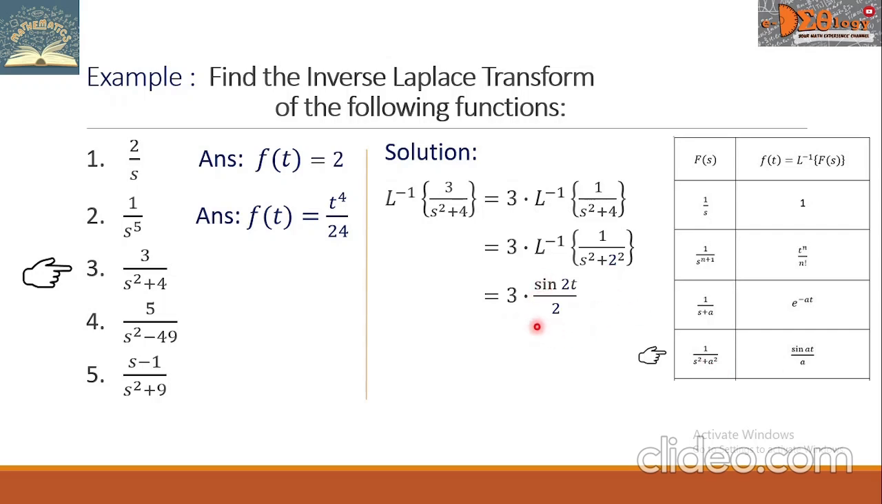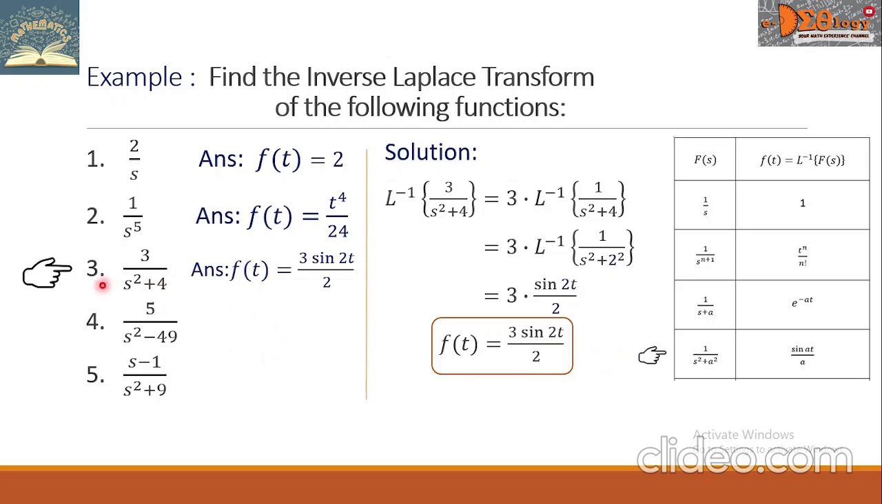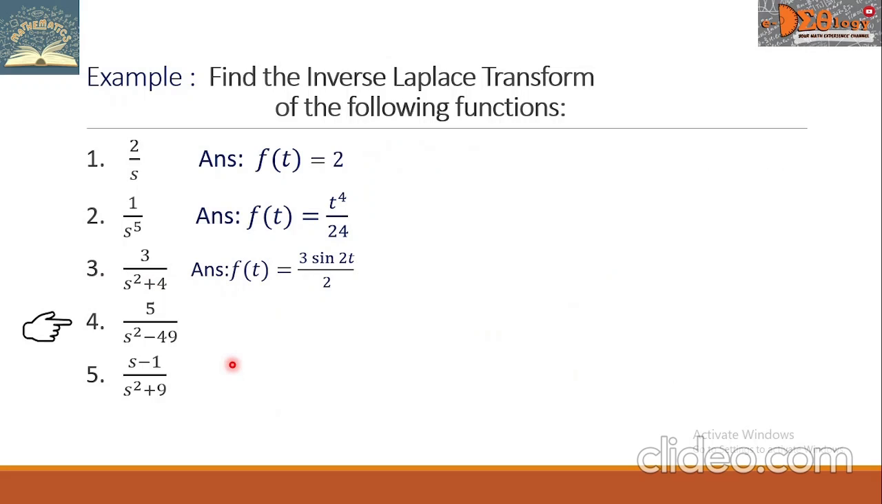We simply combine this constant with the numerator. So we have now 3 times sine of 2t, then we have the denominator 2. This is our function f of t. This is our answer. We just copy this opposite problem number 3. Then problem number 4. 5 over s squared minus 49.